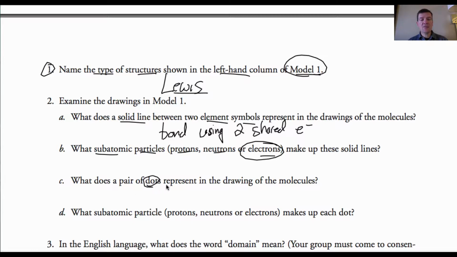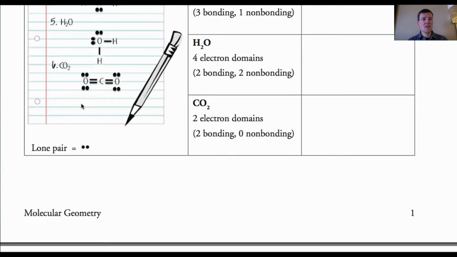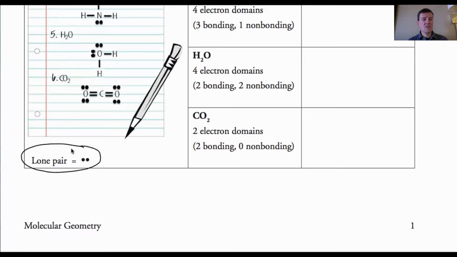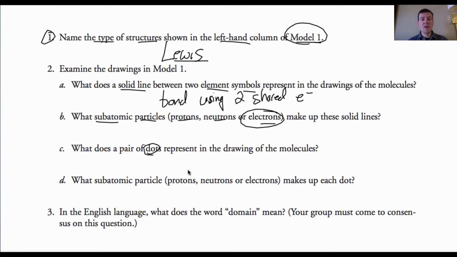What does a pair of dots represent? A pair of dots, we have a little note for us down here. 2 dots mean lone pair. It means you have 2 electrons, we have to represent them, but they're not involved in the bonding. They're not being shared and they're not involved in the bonding. So 2 dots, or a pair of dots, is a pair of lone electrons. What subatomic particle, again, make up each dot? These are electrons.